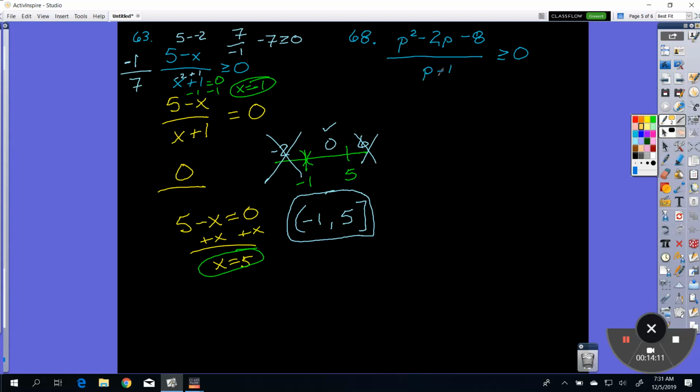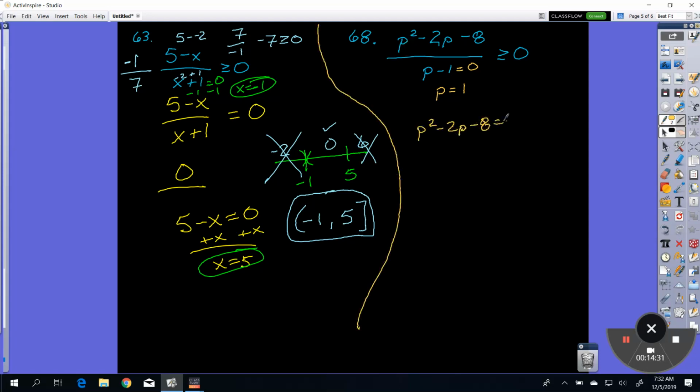So on this one, for our critical values, we can get the denominator one first if you want. p minus 1 equals 0. That would mean that p equals 1. That's one critical value. And so now to get the other one, we take the top and we make the top equal to 0. And then we hope that it factors, which it does. p plus 4 and p minus 2, because 4 times -2 is -8. I got my signs backwards, because 4 minus 2 is +2. So that means it needs to be a -4 and a +2.